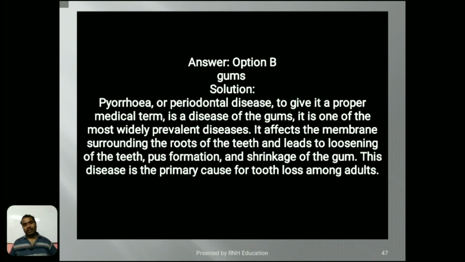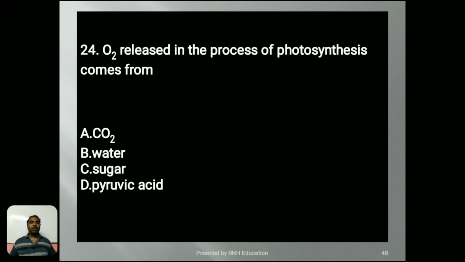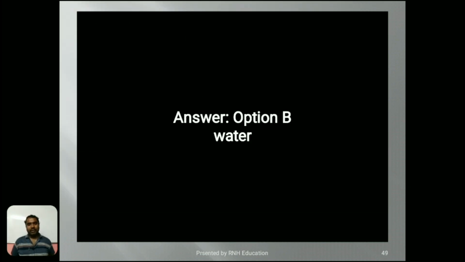The next question, that is question number 24. Oxygen released in the process of photosynthesis comes from, options are A, CO2, option B, water, option C, sugar, option D, pyruvic acid. This is a very common question you have read at the academic level, I know. The oxygen comes from water. The answer should be B, that is water.